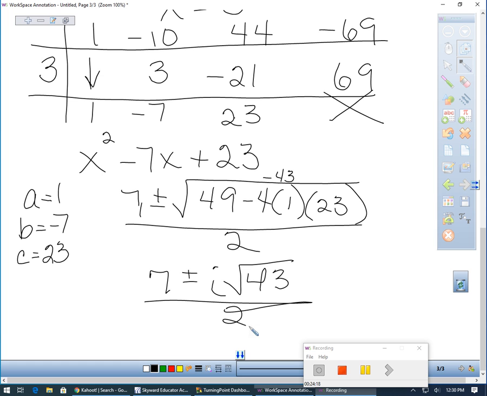Now, here's the thing. We found all our zeros, right? We found all 3 of them. 2 of them are imaginary, 1's real. But the question said to write it as a factorization. Oh, that's okay. You got it. I'll have it all ready for you.